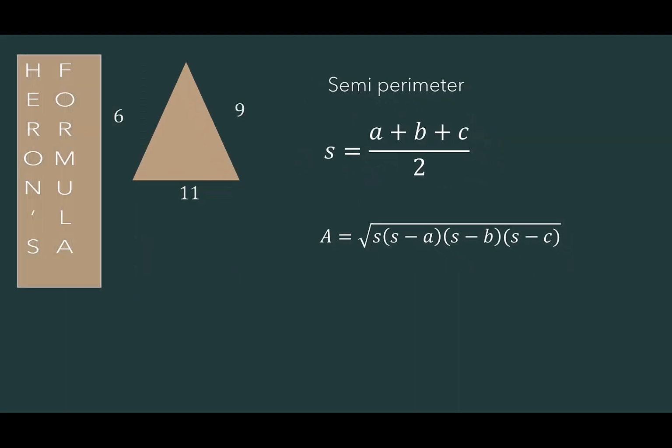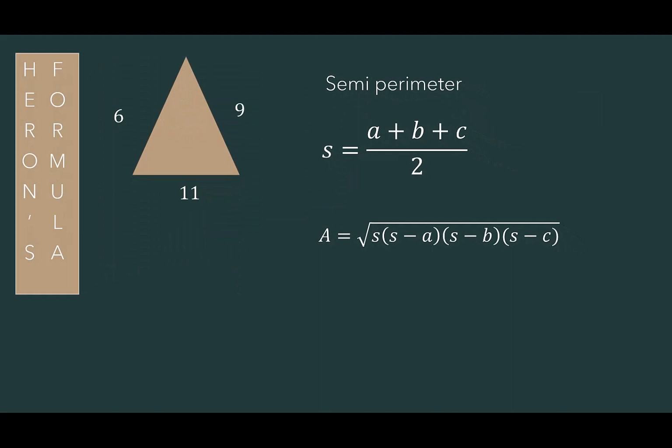So let's give that a try. Here I have a triangle with sides 6, 9, and 11, which is not drawn to scale. My first step is going to be add the 3 sides together and divide by 2. When I add 6, 9, and 11 together, I get 26. So when I divide by 2, I get 13.